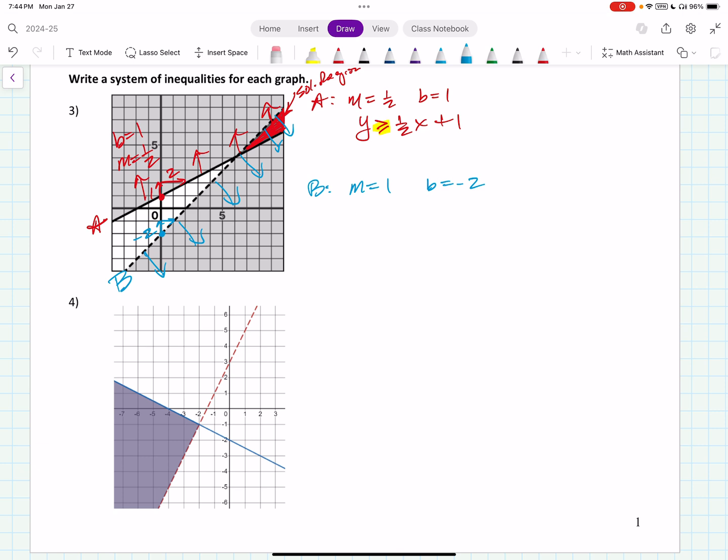Solutions are below the line, so I have to have y is strictly less than 1x minus 2, right through here. And so if you just simplify that, y is less than x minus 2. And there's my system right there. These two together is called a system of equations, or in this case, system of inequalities.